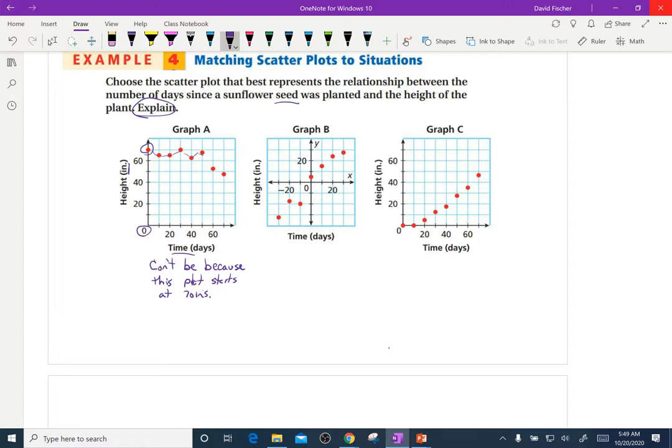What's wrong with graph B? Right, I'm hoping you're saying, well, here's time. You can't have a negative time.